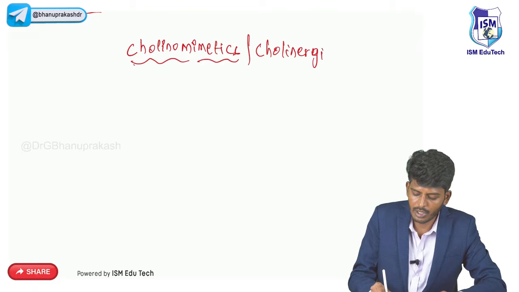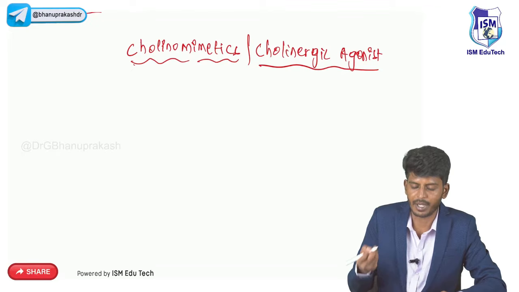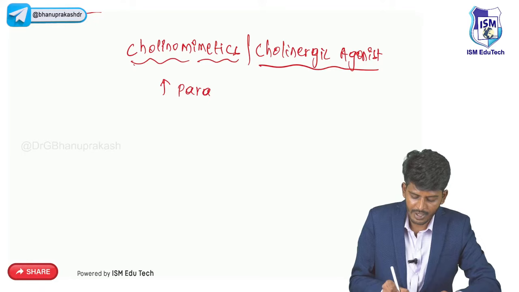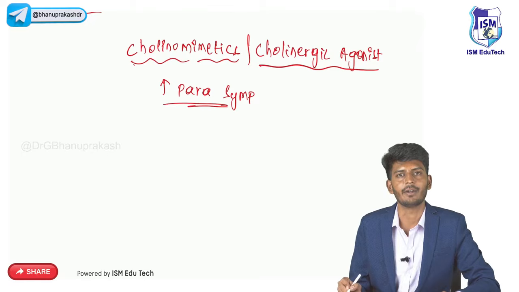Guys, we need to understand one important aspect. Cholinergic agonists are a group of drugs which will increase the parasympathetic activity, in basic terms. So how exactly are they going to work? What are the uses? What are the side effects? Let's go to them. Okay.